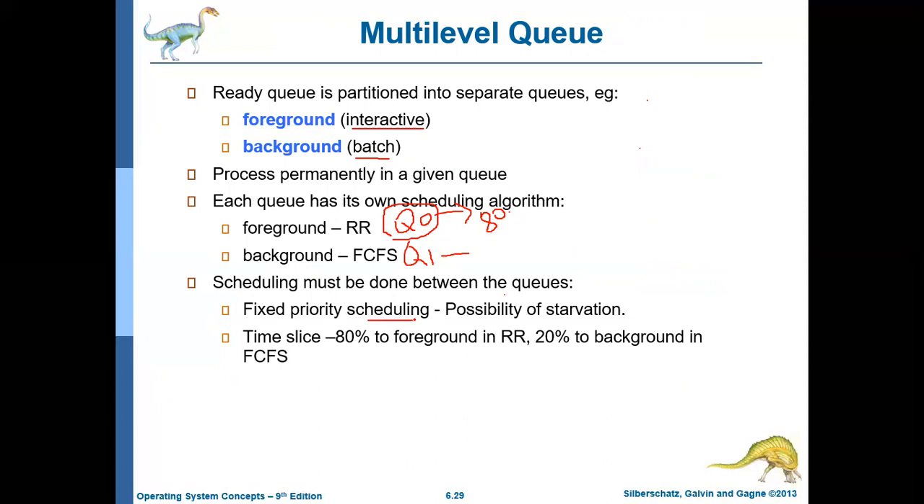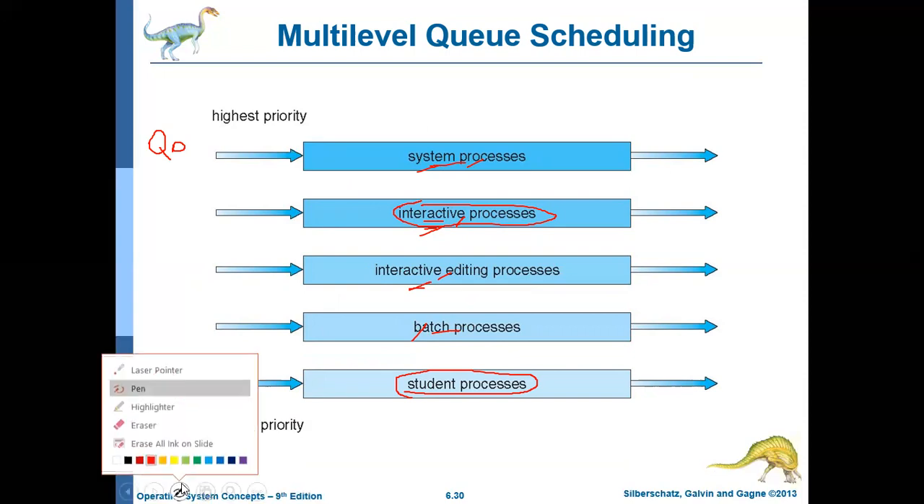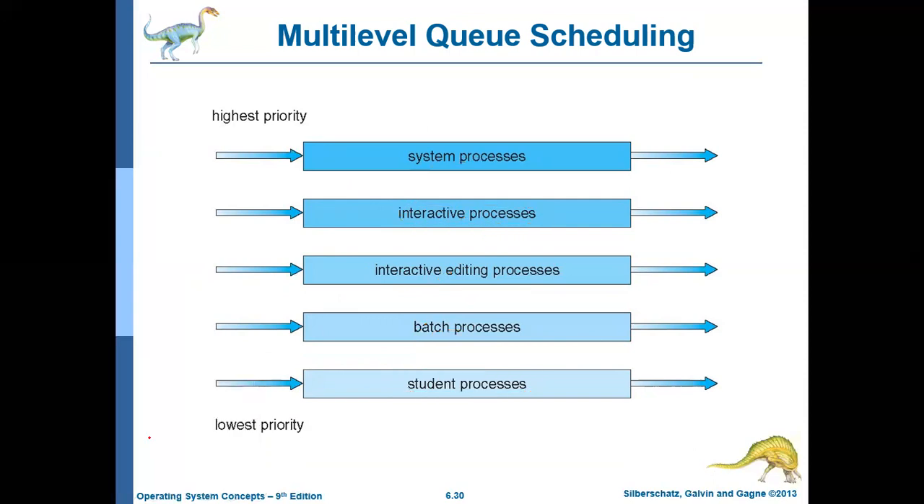This is the case if you follow the fixed priority scheduling, because we are fixing the priority, and only if the higher priority queues are empty will the jobs or processes in the lower priority queue be executed. Otherwise there is another option: the operating system may allocate different percentages for different queues.